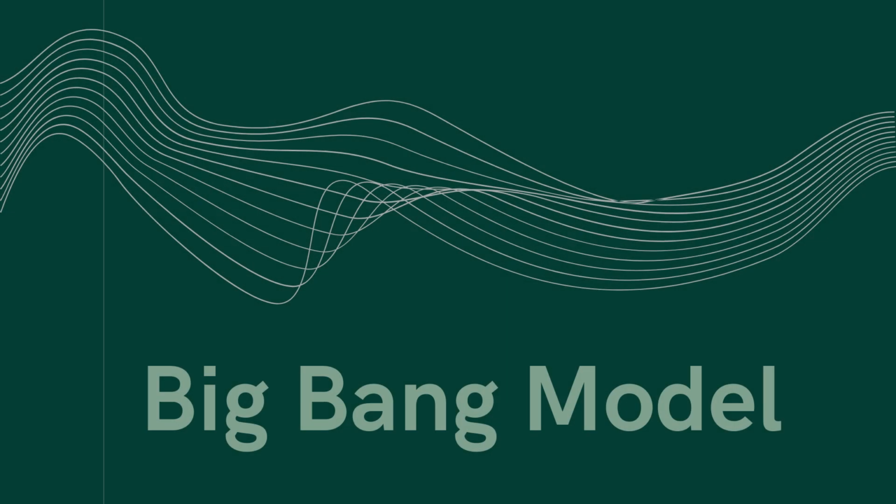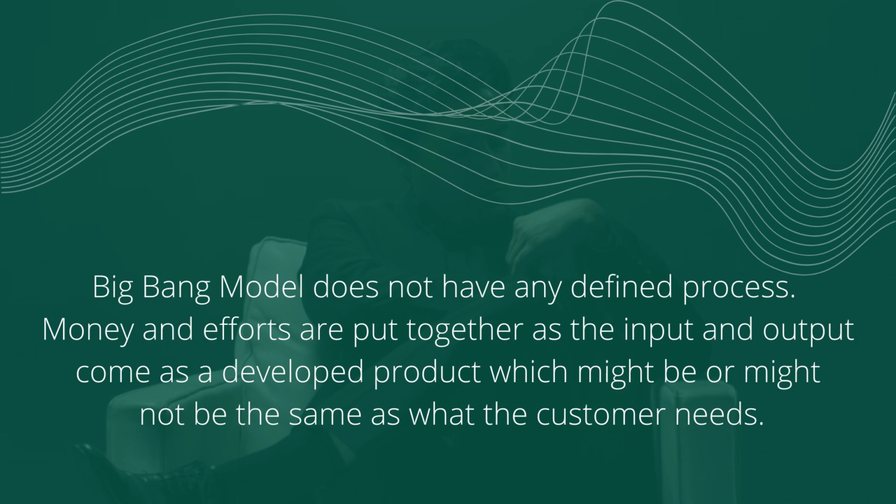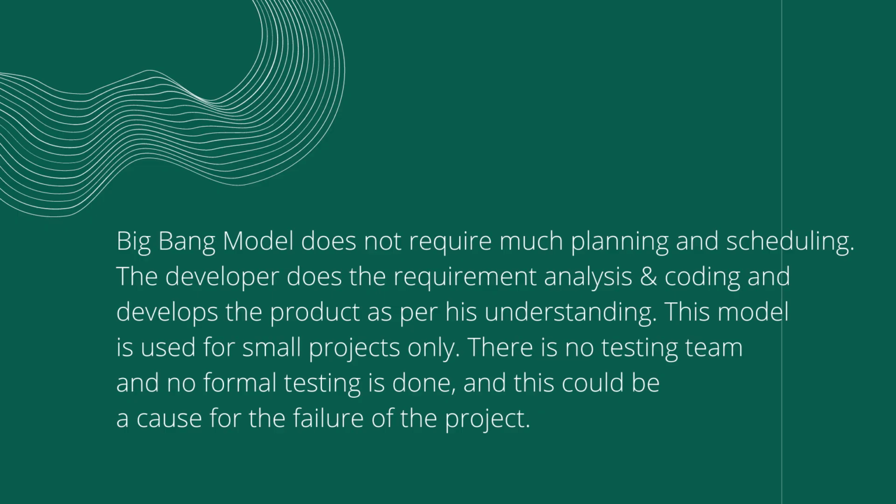The sixth SDLC model is the Big Bang model. When we say Big Bang model, it does not have any defined process. Money and effort are put together as the input and the output comes as a developed product, which might or might not be the same as what the customer needs. The Big Bang model does not require much planning and scheduling. The developer does the requirement analysis and coding, and develops the product as per his understanding. This model is used for small projects only.